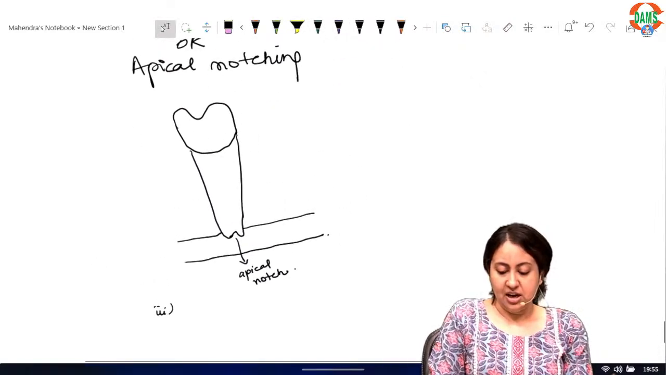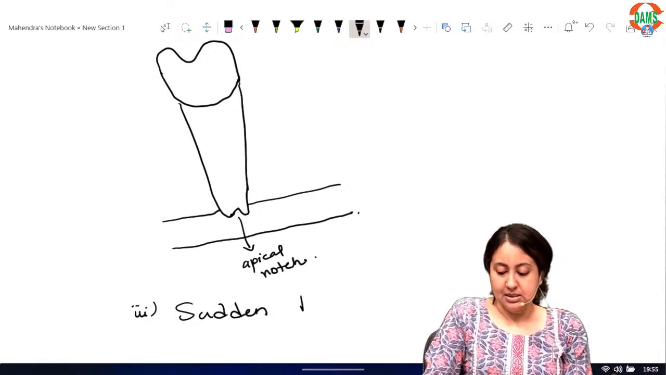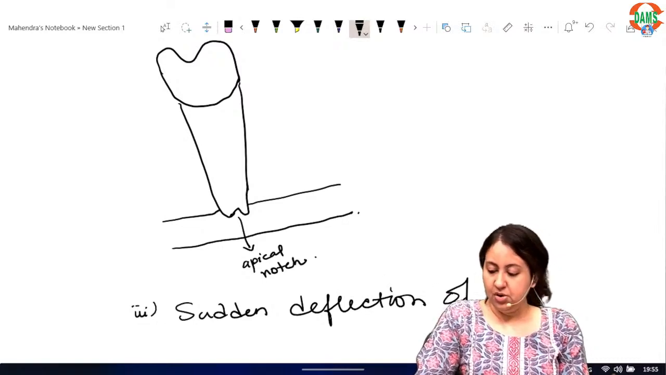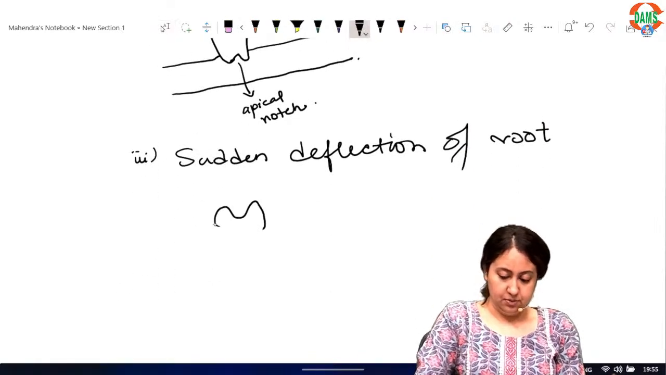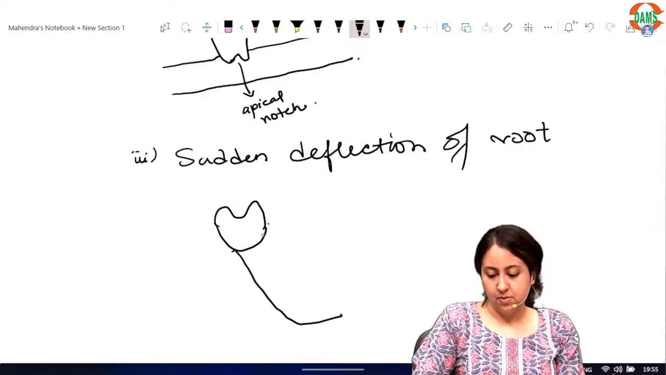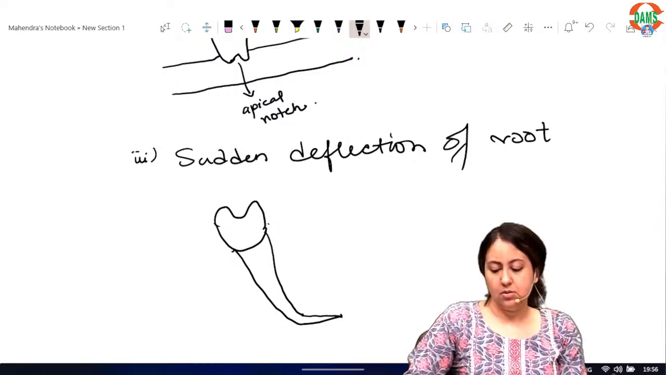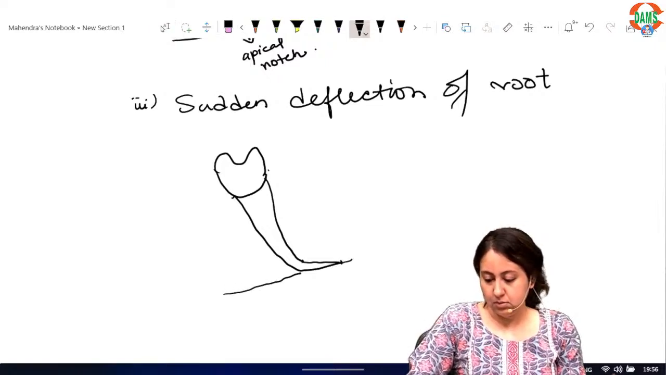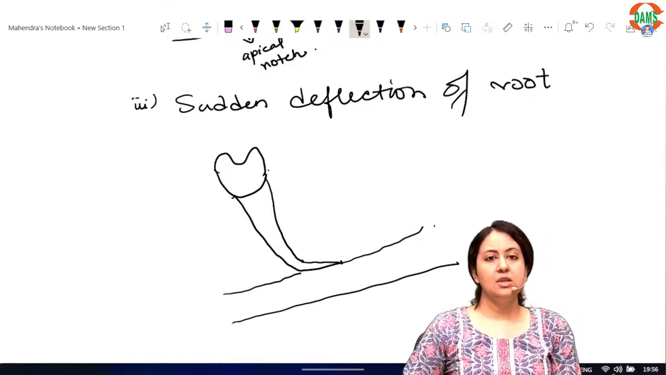Now the next criteria related to tooth is sudden deflection of root. Just draw the diagrams, more than sufficient. Sudden deflection of root.